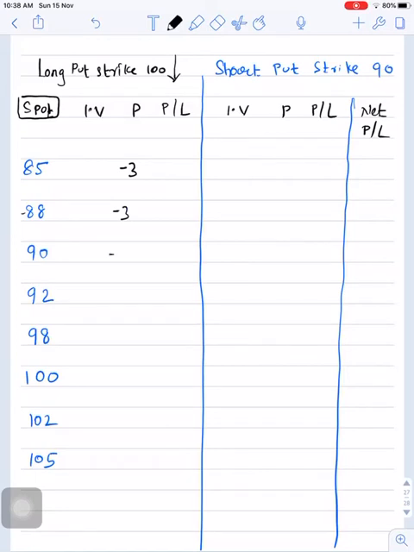So that's why this is negative. As a buyer, we need to pay premium. And when we are selling put option with strike 90, we will receive premium of 1 rupee. So as a seller, this is inflow.